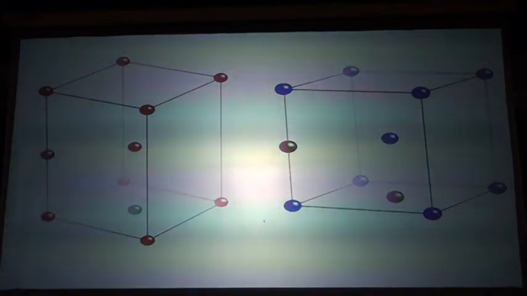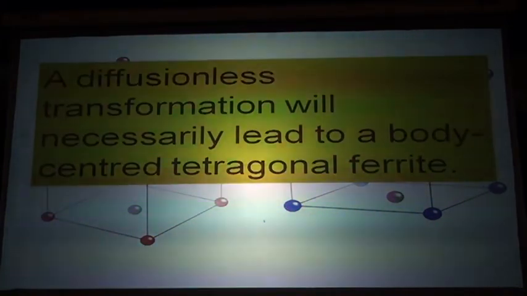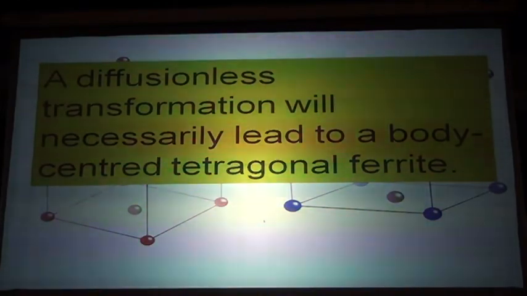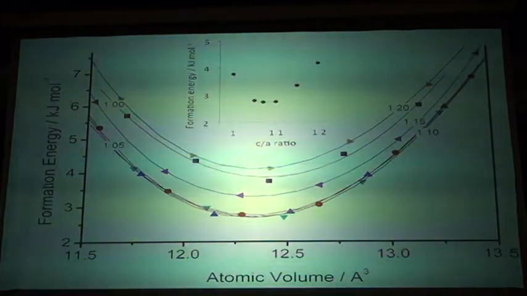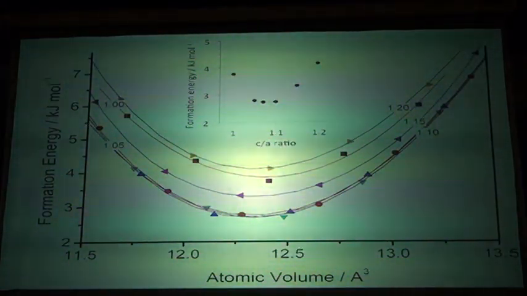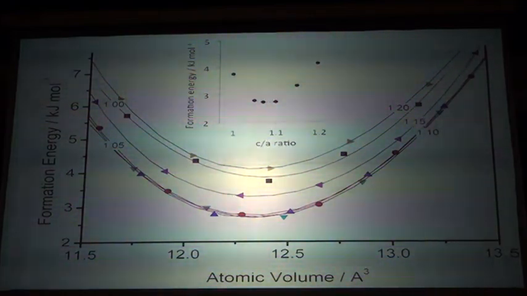Of course, very soon afterwards, the carbon atoms could disorder, precipitate, etc., and end up with a cubic lattice. So a diffusionless transformation will necessarily lead to a body-centered tetragonal ferrite. How do we address the problem of solubility of carbon in a tetragonal cell? Well, we can do first principles calculations. First principles calculations means you throw a lot of atoms into a computer, do electron theory type minimization of energy, and you work out, for example, here the formation energy as a function of the lattice parameter, and you find the conditions which give you the lowest energy.